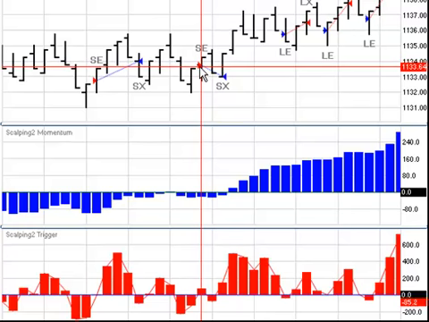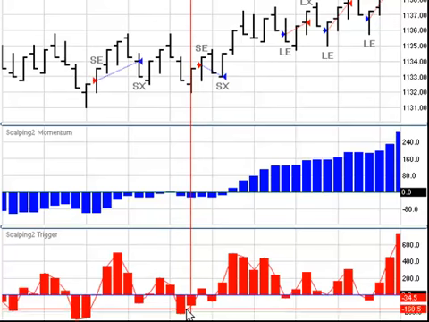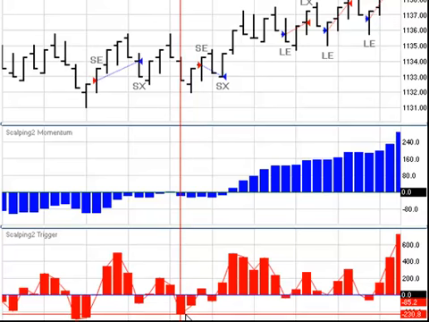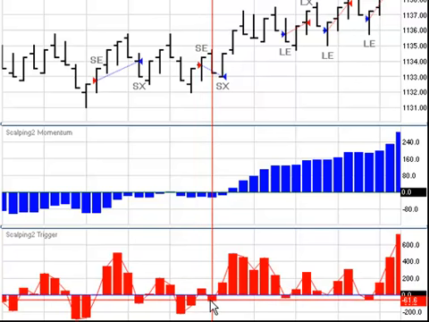You see that happened. And now we're going to stay in the short trade until one of 3 conditions are met. Either your stop loss is hit, your profit target's hit, or if the scalping 2 trigger indicator starts decreasing in value. In order to stay in a short trade, we want this trigger indicator to increase in value, but if it starts decreasing in value, that means on the opening of the next bar, you want to exit your short trades.